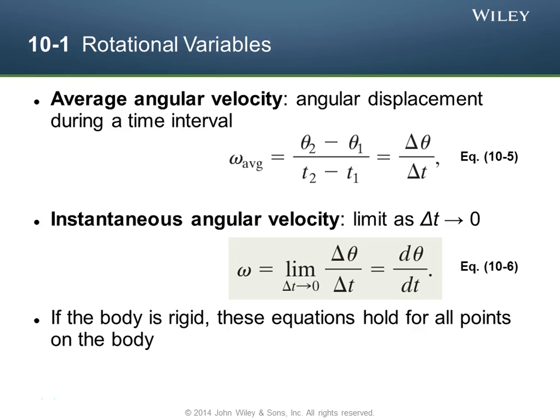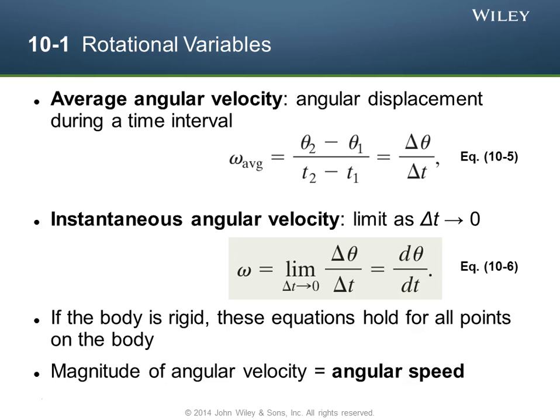And if the body is rigid, these equations hold up for all points on the body. So it doesn't matter at any point, whether we're near the axis of rotation or farthest away from the axis of rotation, all of this holds true. And the magnitude of the angular velocity we call the angular speed.